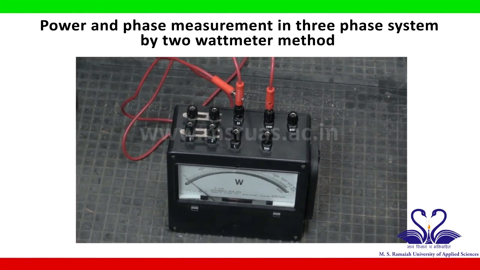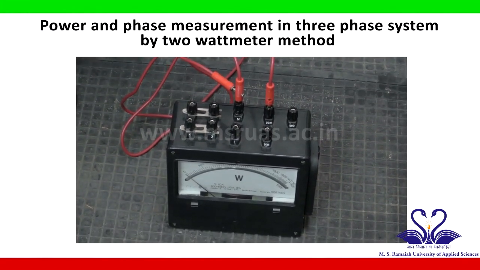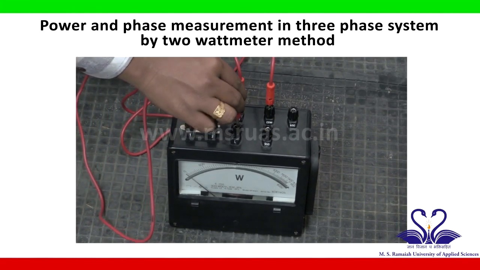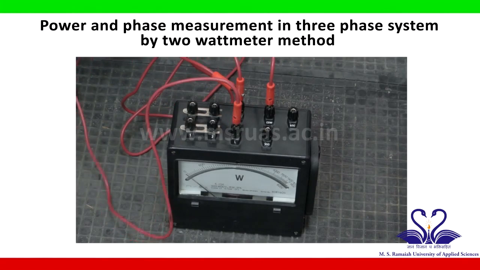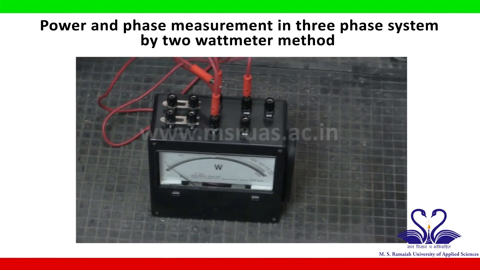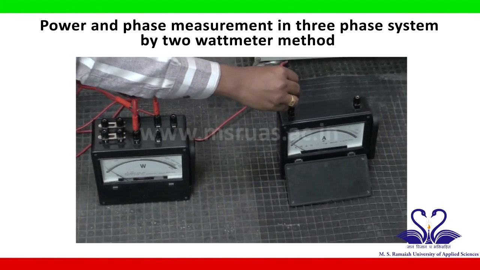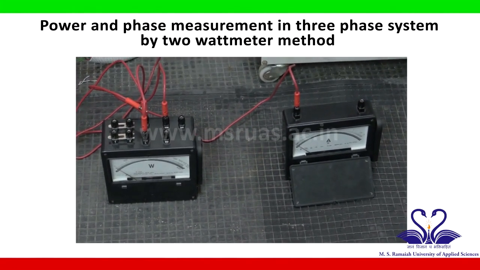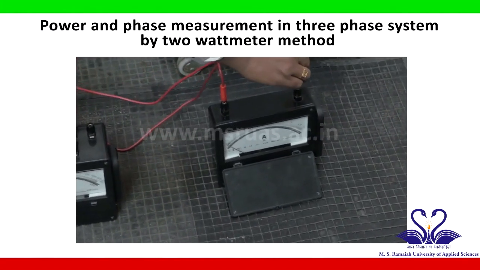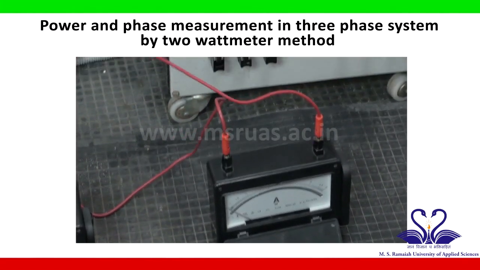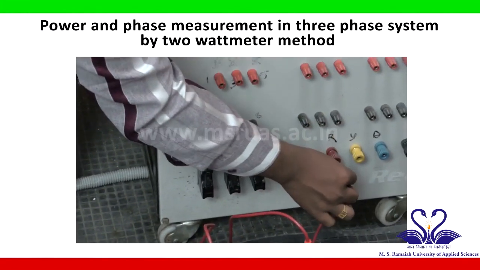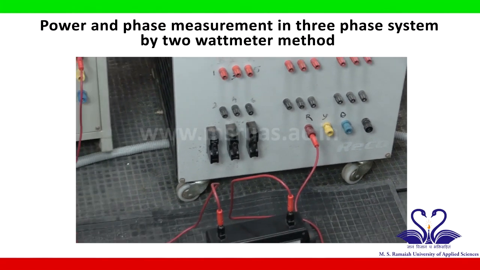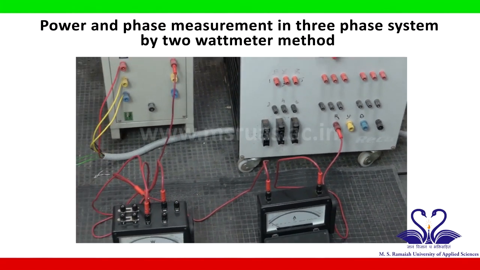Now connect the L terminal of the wattmeter to the ammeter. Now the ammeter other end to the resistive load R phase. These are the connections of the R phase as per the given circuit.